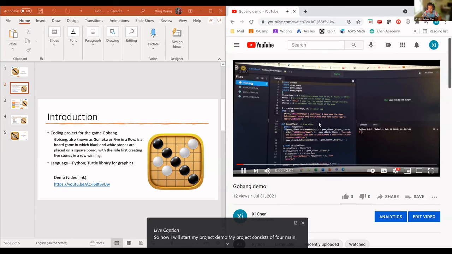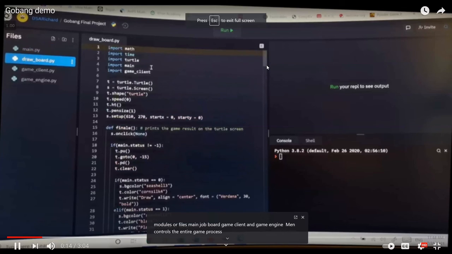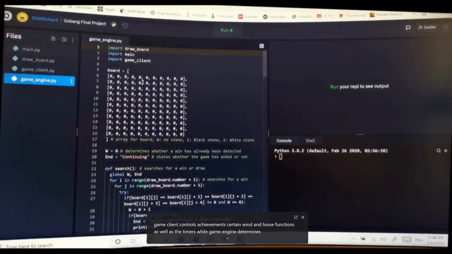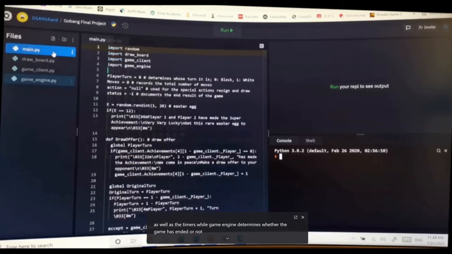It's on the right-hand side, right? It consists of four main modules or files: main, drawboard, game client, and game engine. Main controls the entire game process. Drawboard starts and ends the game. Game client controls achievements, certain win and lose functions, as well as the timers, while game engine determines whether the game has ended or not.